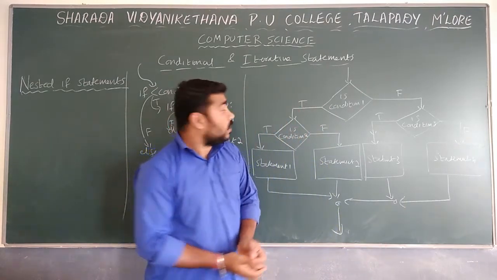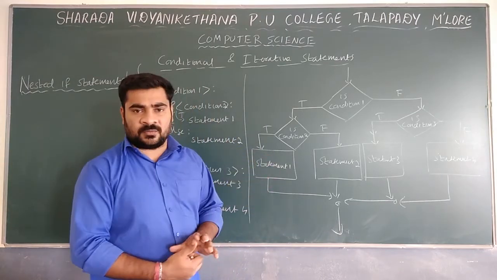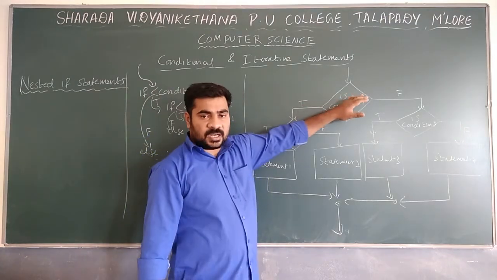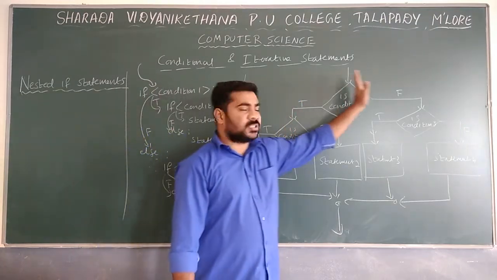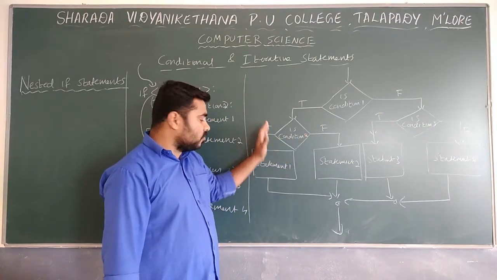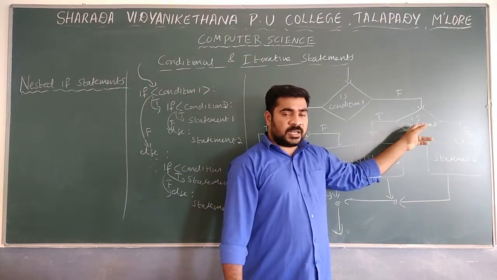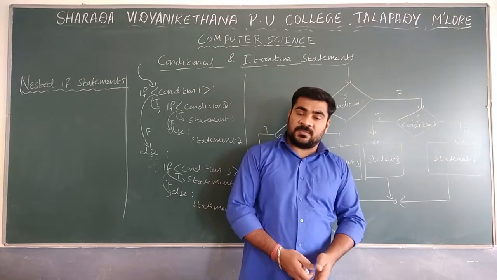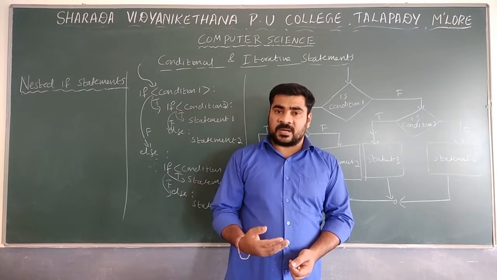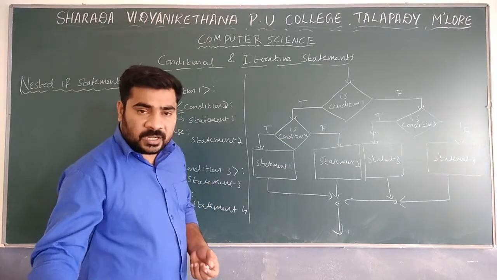So remember, this is the flow chart for the nested if statement. Like the different examples we took, different flow charts are available. First the condition is tested: if it is true, this part; if it is false, that part. In condition 2, if it is true, statement 1; if false, statement 2. Then if condition 3 is true, statement 3; if false, we execute statement 4. So there are 4 statements, and of those we execute only one. This is the flow chart for the nested if statement.